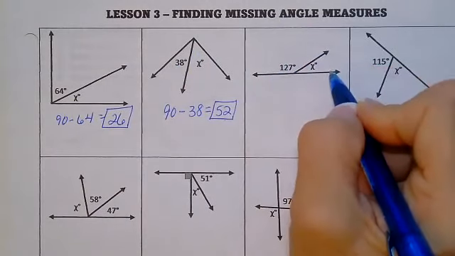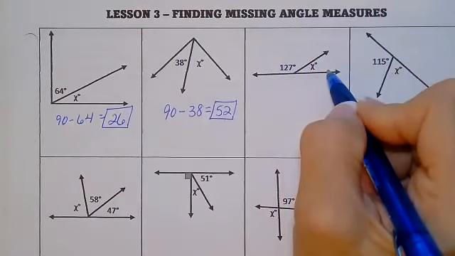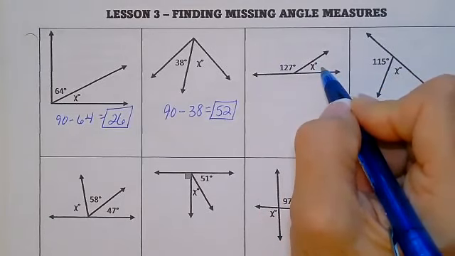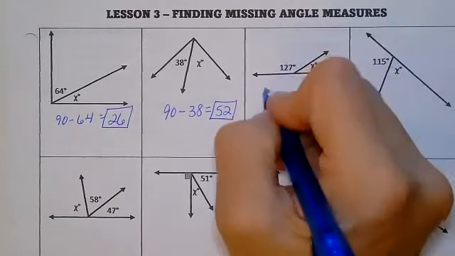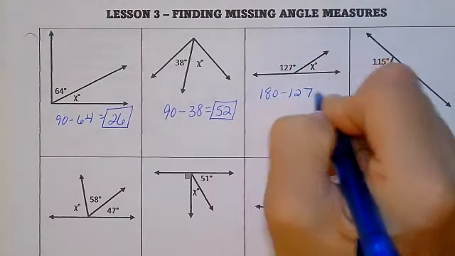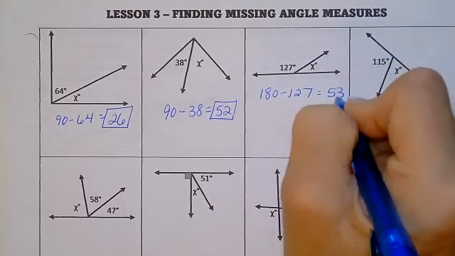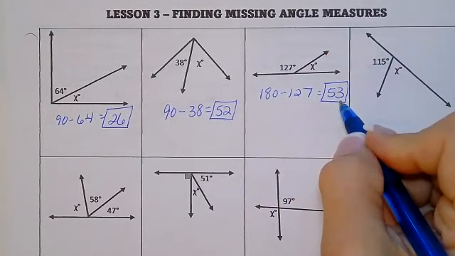These together are supplementary angles. They equal 180. So to find this missing measure, I'm going to subtract 127 from 180. So x equals 53 degrees.